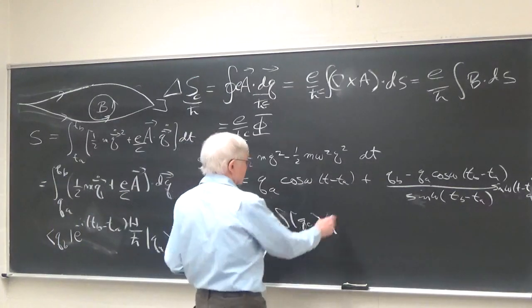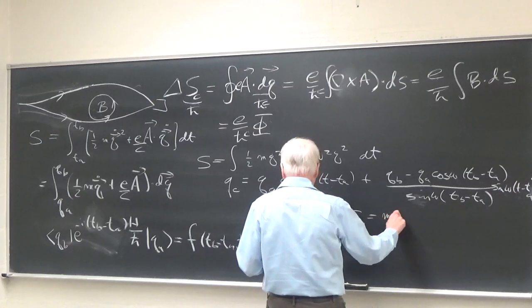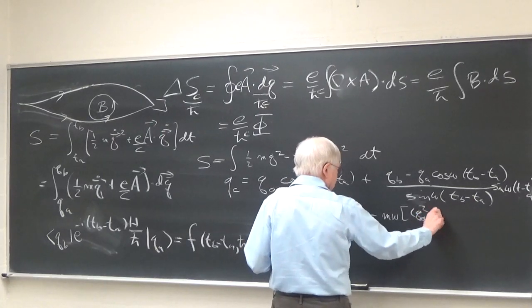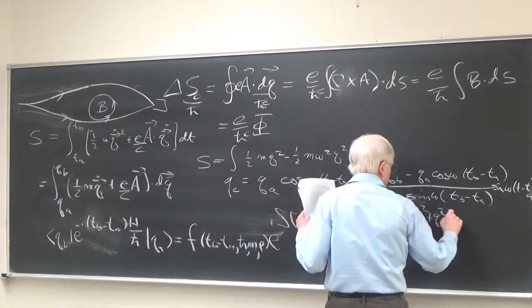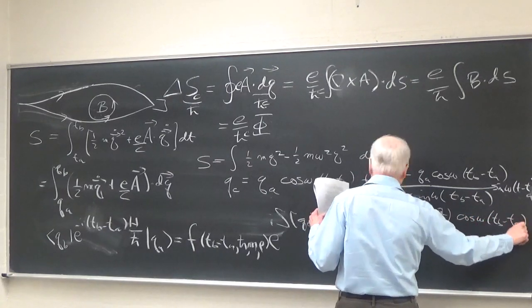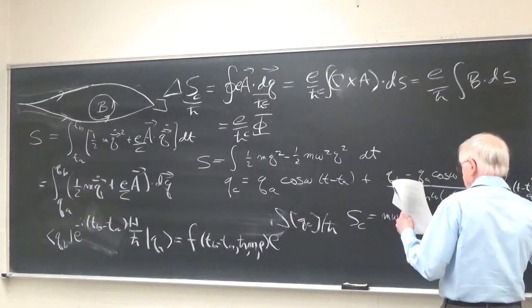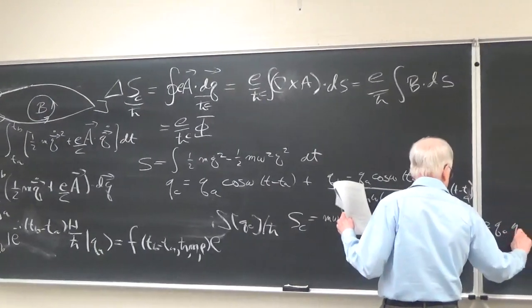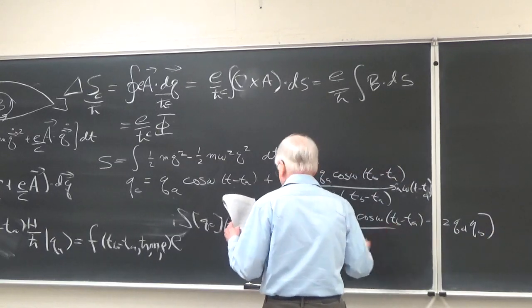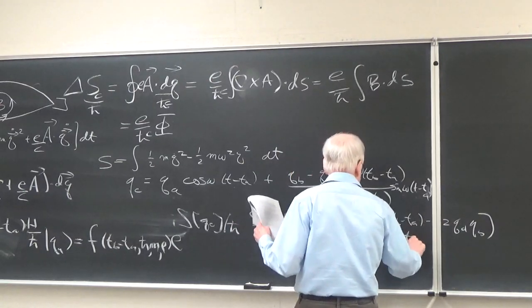The actual value of the classical action is m omega times (q_A squared plus q_B squared) times cosine of omega (t_B minus t_A), minus 2 q_A q_B. So all that's in the numerator, and then the denominator is 2 sine omega (t_B minus t_A).